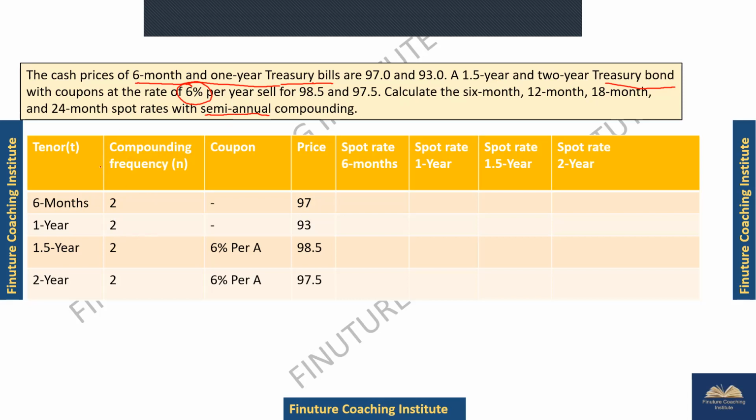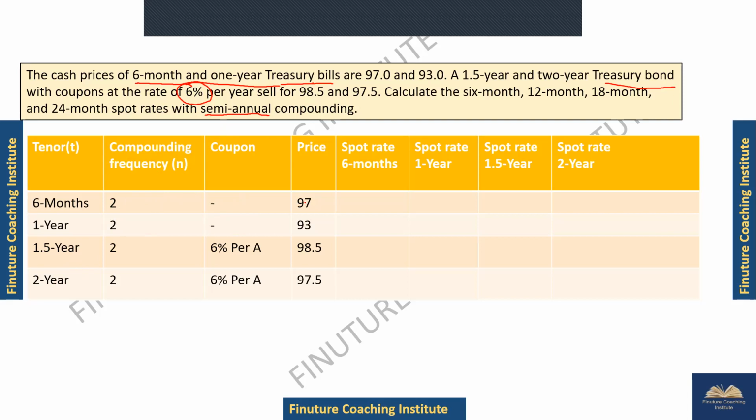So the tenors under consideration are 6 month, 1 year, 1.5 year, and 2 years. Because we are dealing with treasury bonds and treasury bills, the compounding frequency is 2. The formula that I'll be using, I'll show you in this slide. Because it's semi-annual, there will be 2 compoundings happening in a year. And in treasury bills there are no coupons. These are zero coupon.